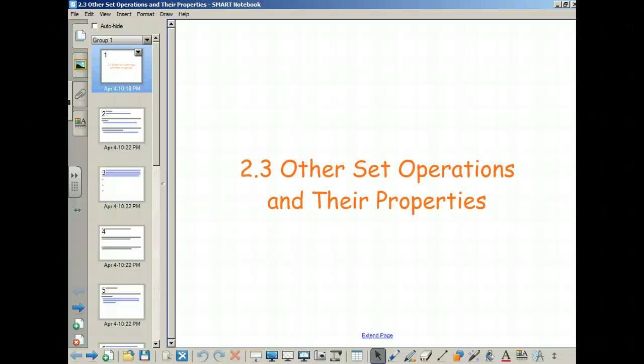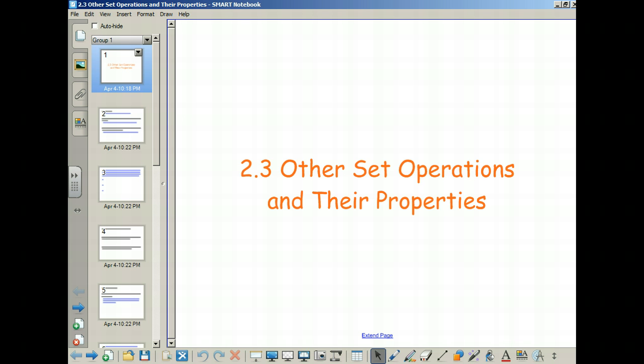Right, today we're going to take a look at other set operations and their properties. We started talking about some set operations last time. The one in particular we talked about was complements. Do you guys remember that? So the idea of complement is you take a set and you take everything that's not in that set. And that's the complement of the set.